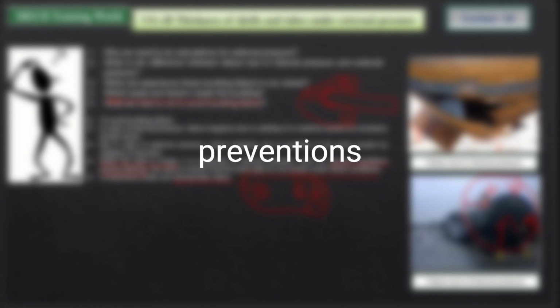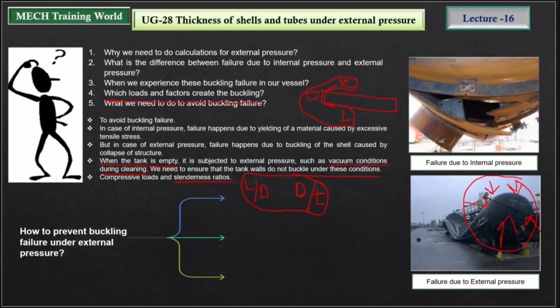So what we need to do, guys, is prevent this buckling failure under external pressure. We have three methods. The first one is stiffener rings. If we add stiffener rings to our outer vessel, or whatever the vessel, it will provide additional support to prevent buckling.